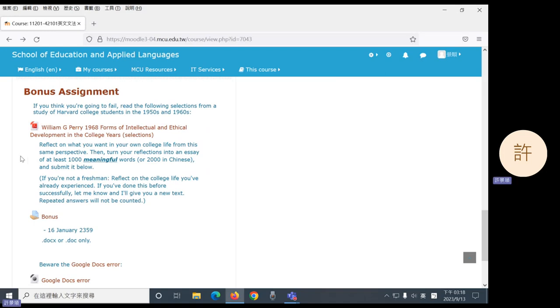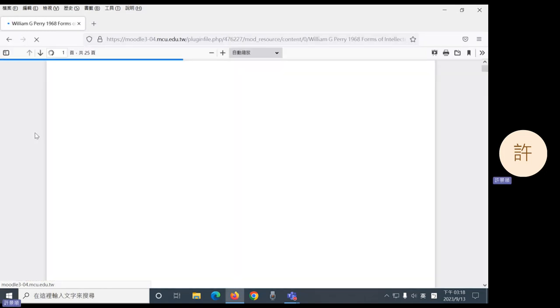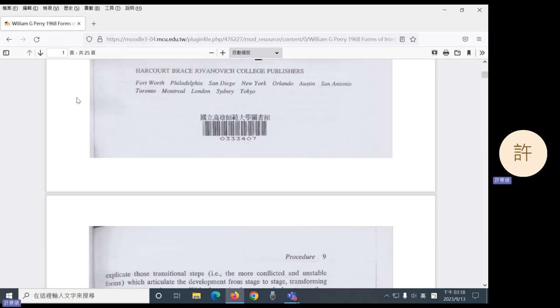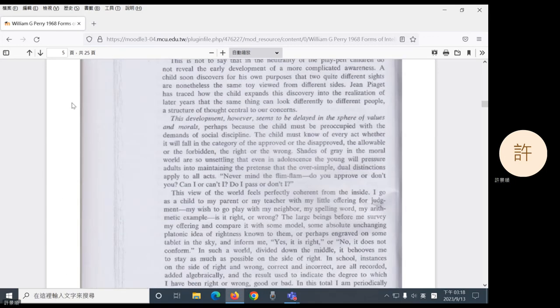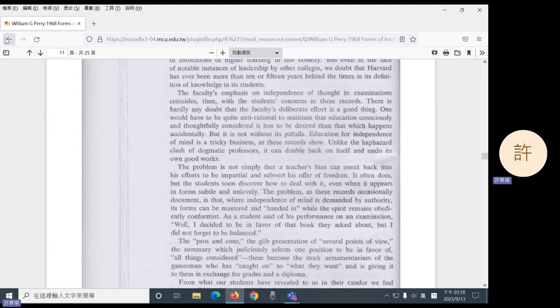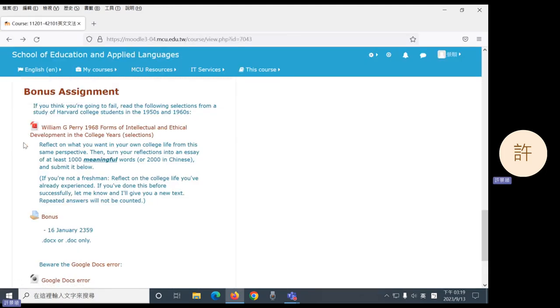Because this is your last best hope, something that I hope you don't have to do, it's not easy. You have to read this and then write your reflections. This is 25 pages of 1968 English. So it's not easy to do. Try not to have to do this. But if you really have no choice, this is your last chance. Okay, do you have questions about this or the web page?